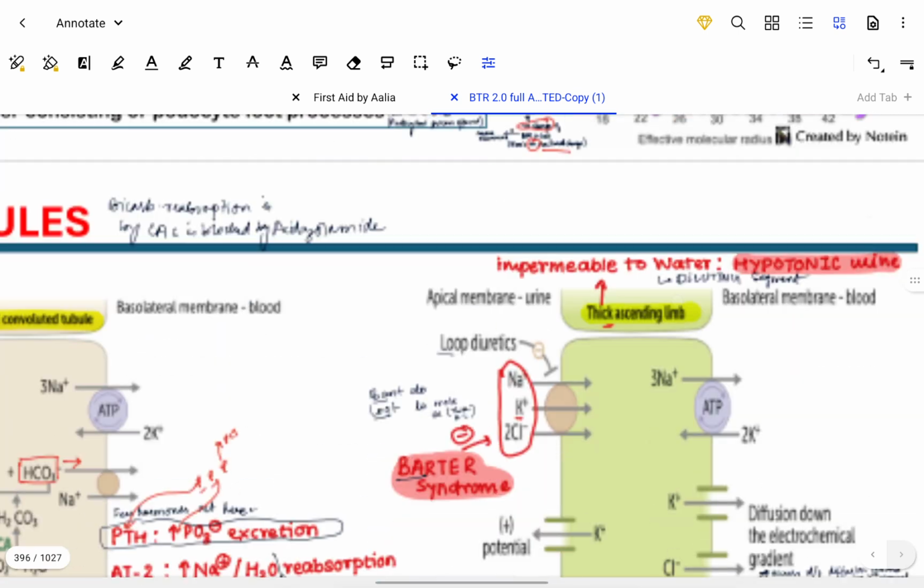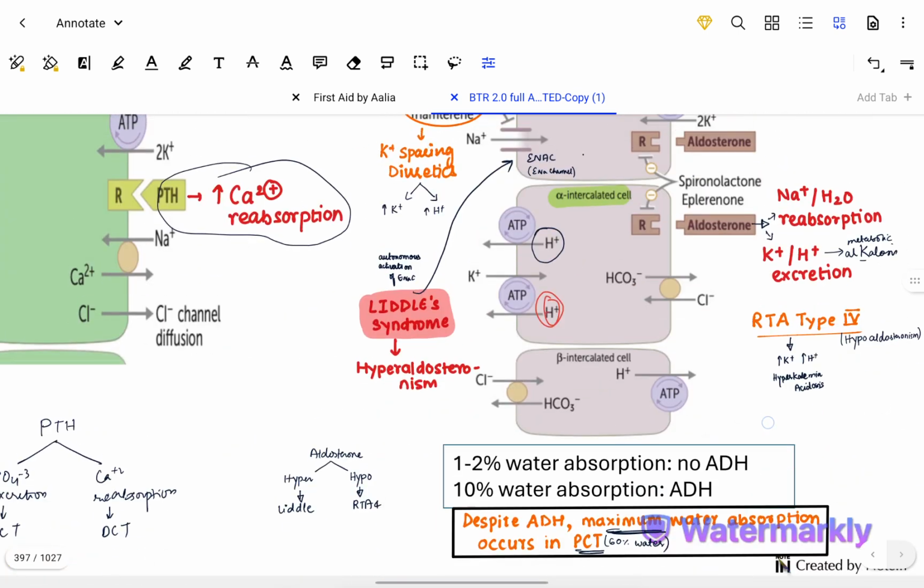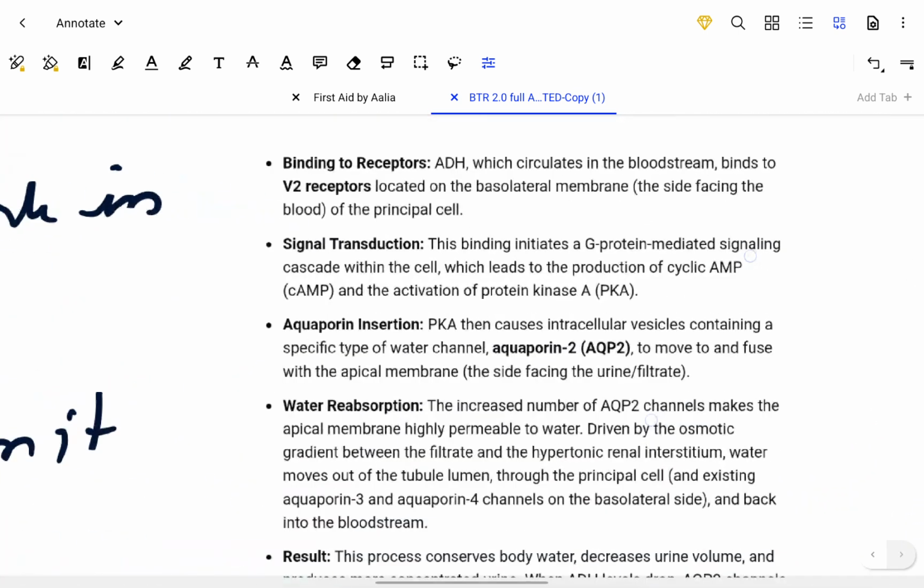Yeah, so where were we? Now signal transduction is happening. This binding initiates a G protein mediated signaling cascade within the cell, leads to the production of cyclic AMP and activation of protein kinase A.